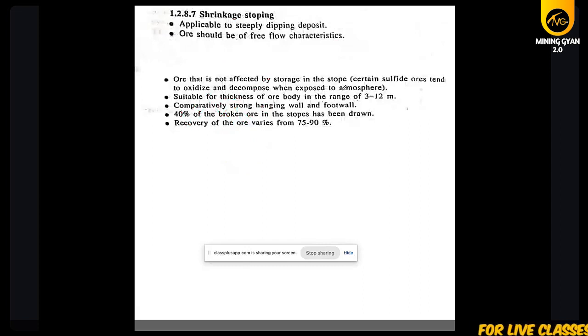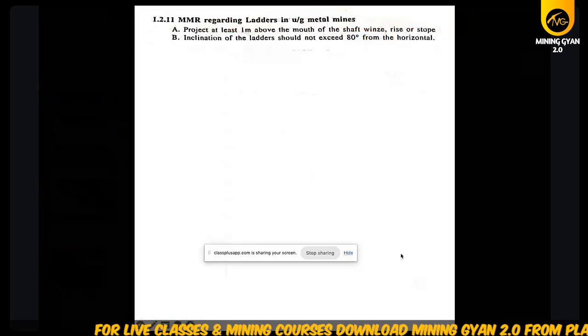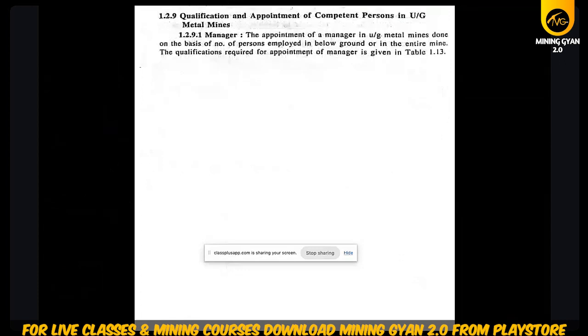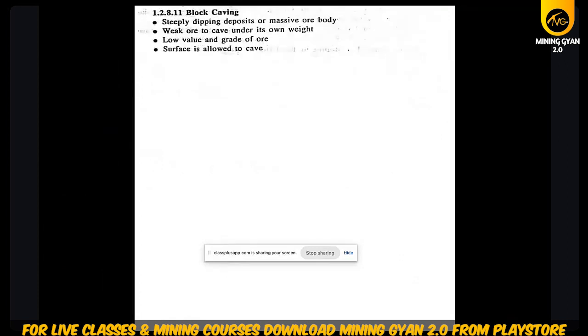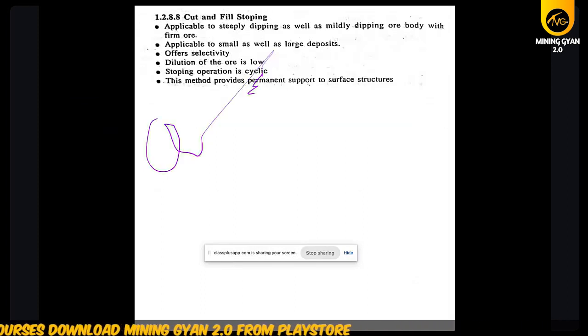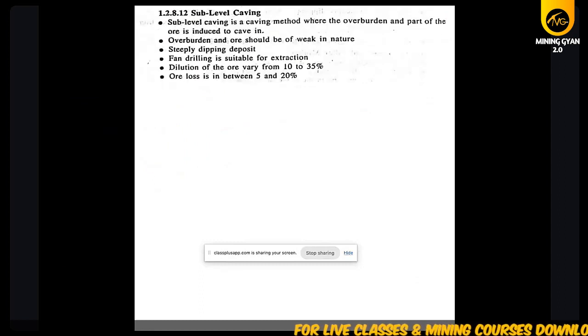Now come to the shrinkage stoping. What is the shrinkage method? Only 4 to 5 slides, so I will discuss the shrinkage stoping, then tomorrow only 4 to 5 slides, and then we will discuss the questions. Okay, shrinkage and block caving we have to discuss. So which method should we start first? Block caving, cut and fill also we have to discuss. Shrinkage, cut and fill, block caving, sublevel caving.